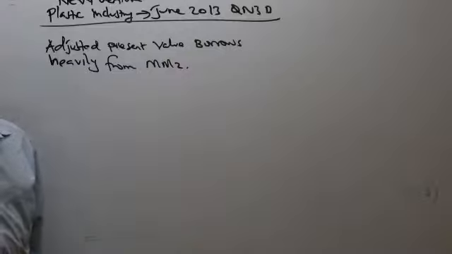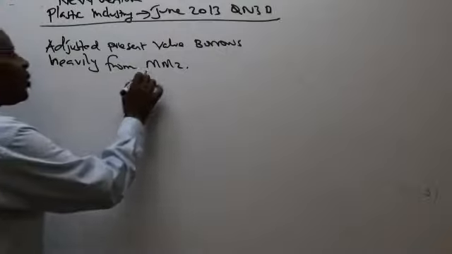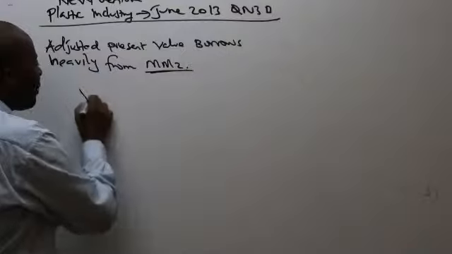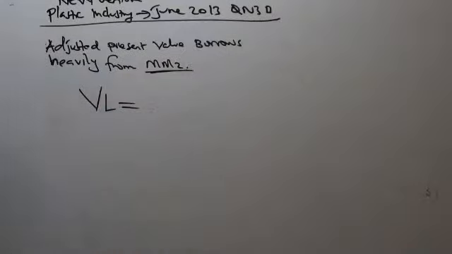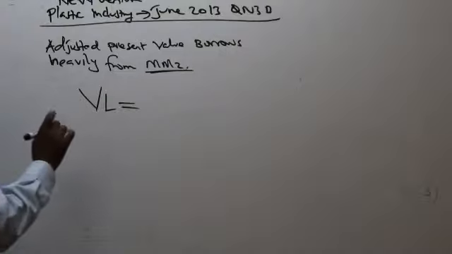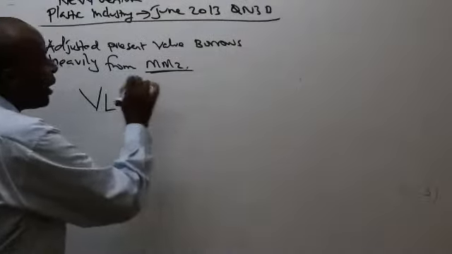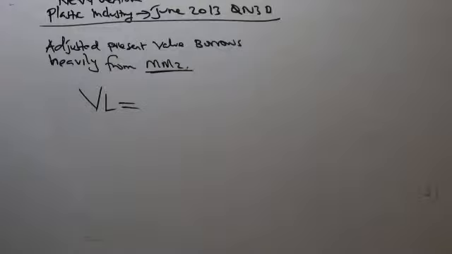Financing, etc. So when we talk of MM2, remember MM2 gave us a very important model for getting the value of a levered organization. For us to get the value of a levered organization under MM2, is there anybody who can recall the formula? Value of a levered firm equals who?